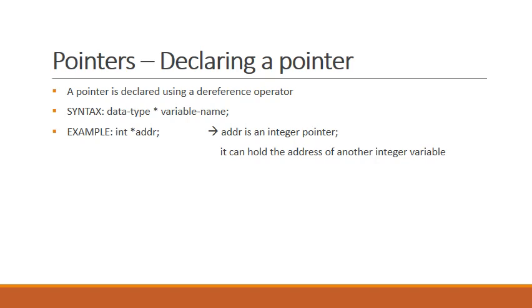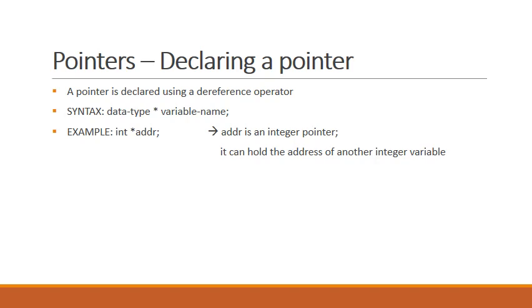So here is how we can declare a pointer. Generally it is declared similar to any other variable, but here we differentiate a variable as a pointer using the dereference operator. To show that this is a pointer variable, we use an asterisk symbol before it, that is, the dereference operator. So the syntax is: data type, asterisk, variable name. So this is the syntax.